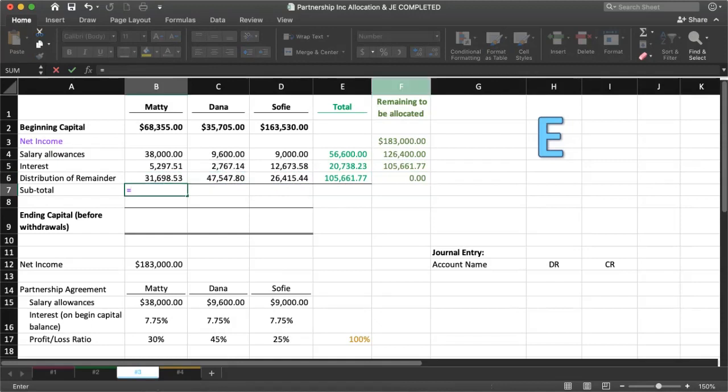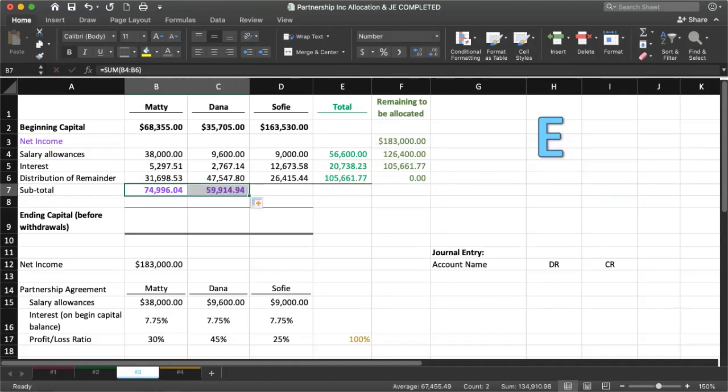All right. Now what we're going to do is to calculate how much is going to be allocated to each partner in total. So for Maddie, it's a sum of her salary allowance, her interest, and her share of the remainder. And so Maddie will get $74,996.04. And I'll just do the same for Dana, which is $59,914.94. And for Sophie, $48,089.02.